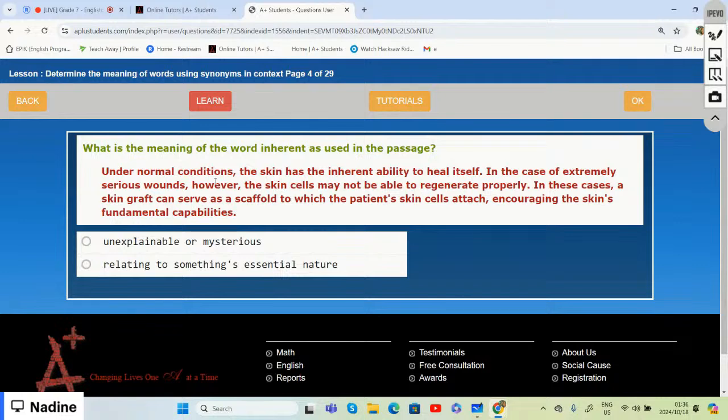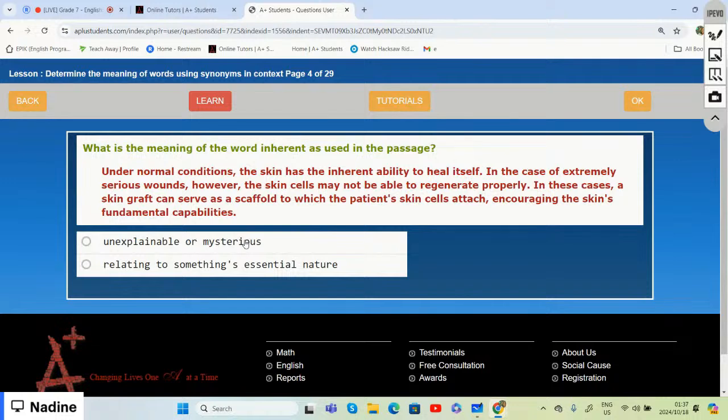In the case of extremely serious wounds, however, the skin cells may not be able to regenerate properly. In these cases, a skin graft can serve as a scaffold to which the patient's skin cells attach, encouraging the skin's fundamental capabilities. We need to say what is the meaning of the word inherent as used in the passage. Is it unexplainable or mysterious, or relating to something's essential nature?